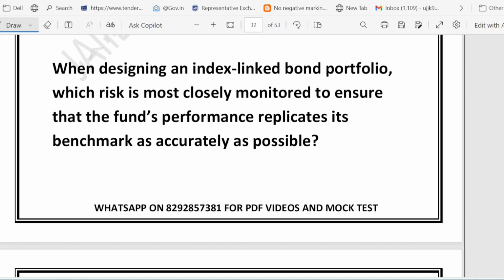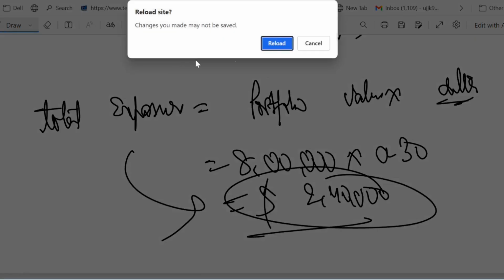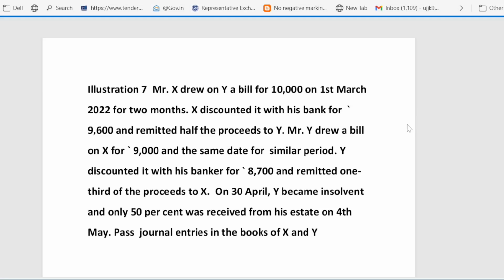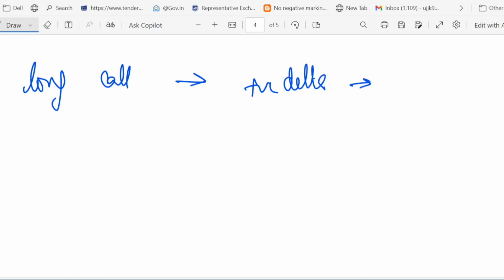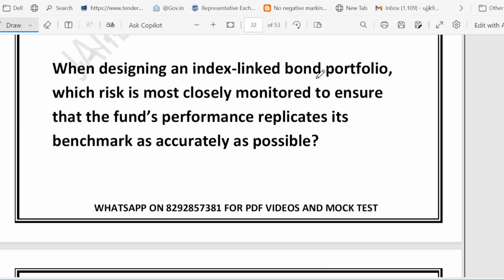So in short, let me make a summary. You can say that a long call has positive delta, right? So what is the learning from this question? Whenever a long call is there, our delta is positive, right? How can we hedge it? We can hedge it by shorting the underlying. That's it. I hope this is crystal clear now.